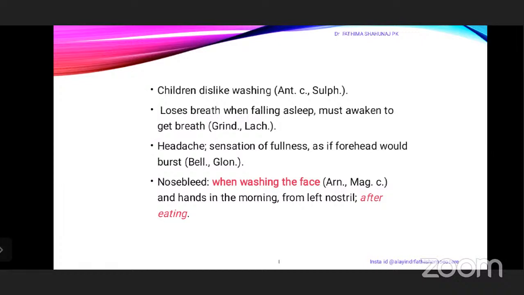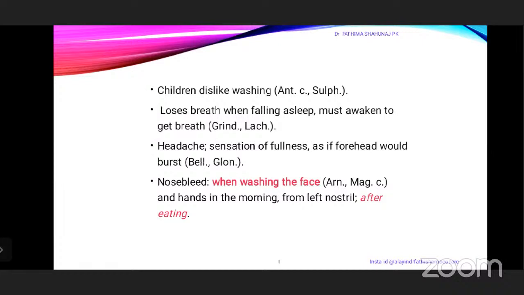Then headache, sensation as if forehead would burst. We've already seen it compared with Belladonna and Glonoine. And the next symptom is about nosebleed. When washing the face, the nose bleeds. And this symptom is compared with Arnica and Carbo veg, and in the hands in the morning from left nostril after eating. So when washing the face, it is compared with Arnica and Carbo veg. In Arnica, epistaxis after every fit of coughing, and dark fluid blood, and the nose feels very sore. So this is the main symptom, epistaxis after every fit of coughing and dark fluid blood.